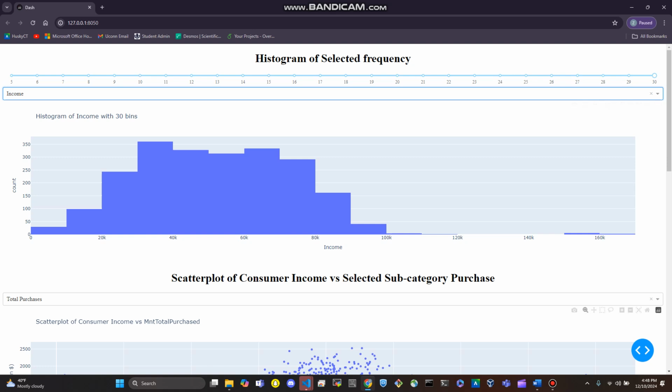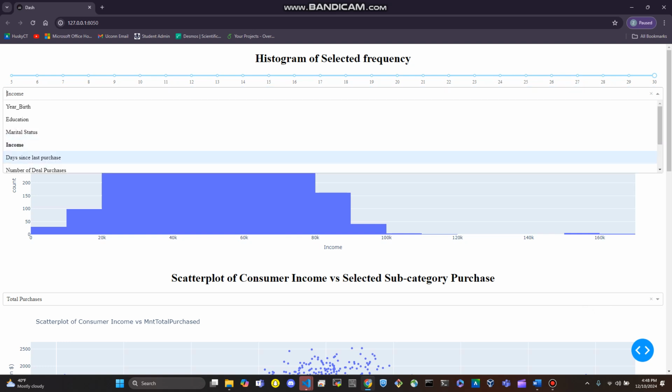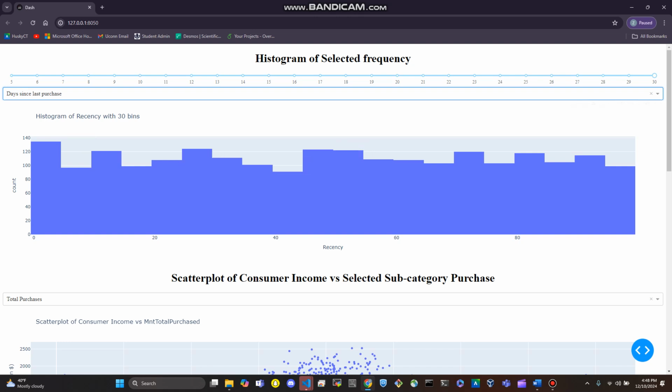And we can also take a look at income too. Income is going to be one of our main features we're going to be diving into for this study. Looking at this histogram, it looks like a somewhat normal distribution, and this has been proved in the technical paper for further analysis and clustering. And we also have days since last purchase. We can see here that the recency is pretty much a uniform distribution across all consumers.